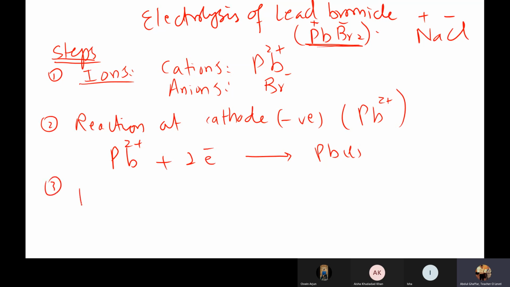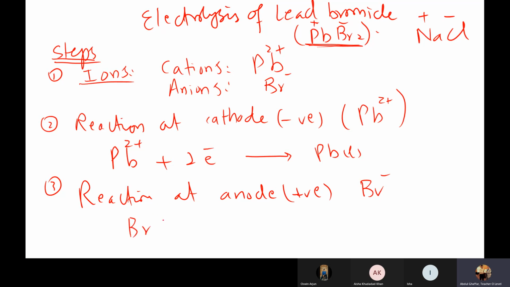Then the third reaction is the reaction at the anode, and the anode is positive. So bromide is here, so the bromide ion will be attracted towards this anode. So how will you write the equation? Bromide negative will produce Br2, bromine gas. So you have to balance it by placing 2 here.